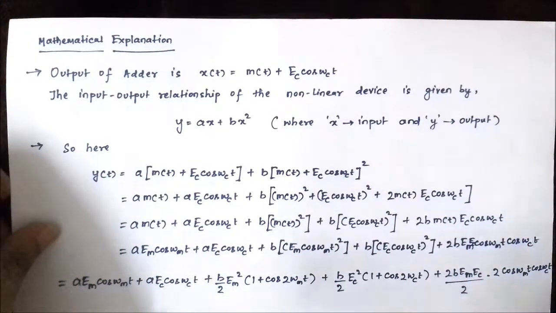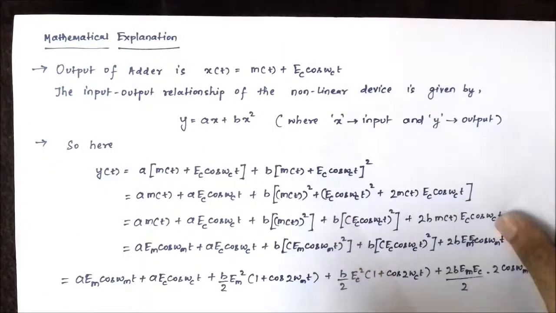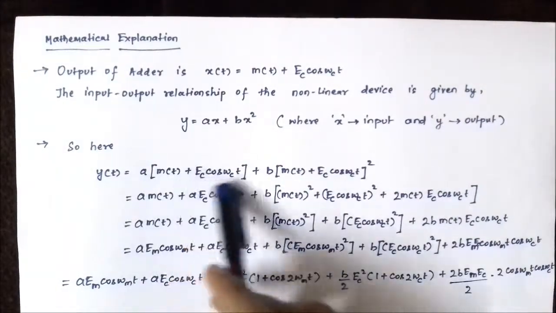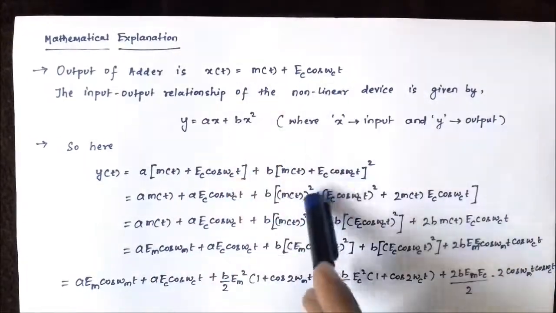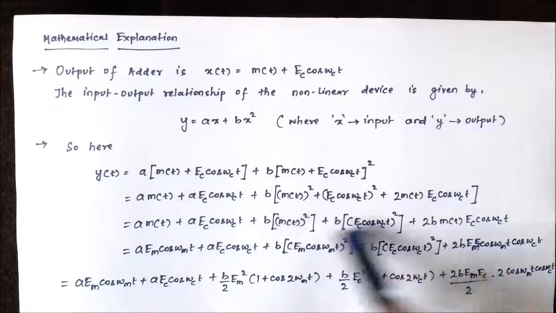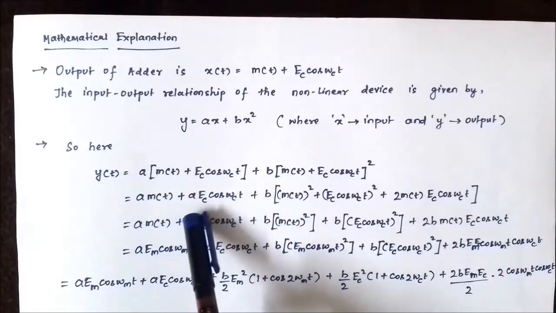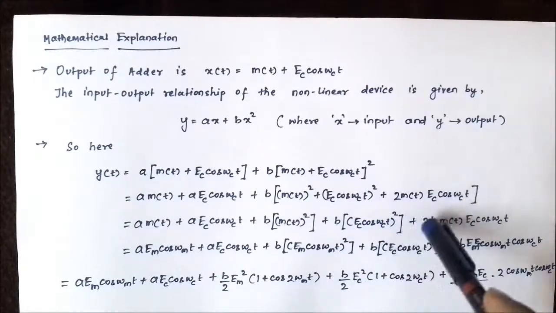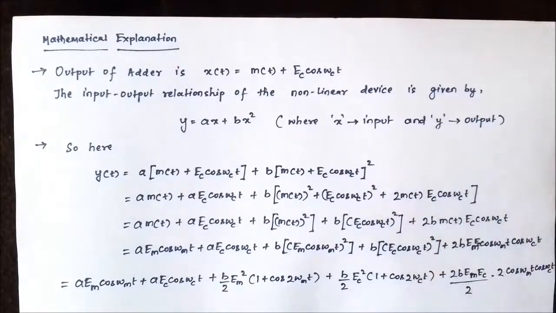So the output of the nonlinear device, to which the output of the adder is fed, is given by a[m(t) + Ec cos ωct] + b[m(t) + Ec cos ωct]². When we expand this equation, we get the following terms: a m(t) + a Ec cos ωct + b[m²(t) + Ec² cos² ωct + 2 m(t) Ec cos ωct], using the (a + b)² formula, which is a² + b² + 2ab.